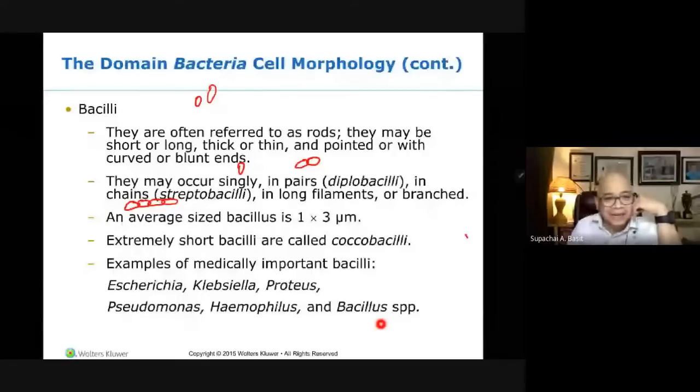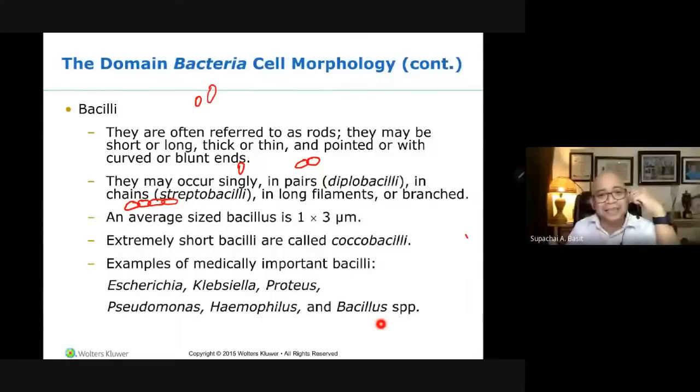If the bacilli are extremely short, we call them coccobacilli, which is a transition between a coccus and a bacillus. Examples of medically important bacilli are Escherichia, Klebsiella, Proteus, Pseudomonas, Haemophilus, and Bacillus species. So these are some of the medically important bacilli.